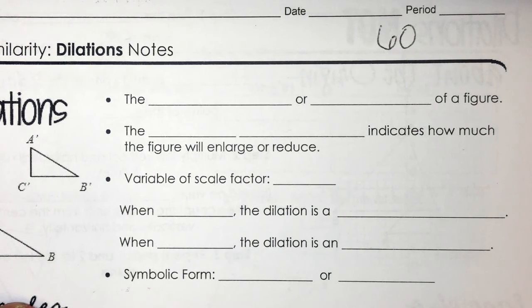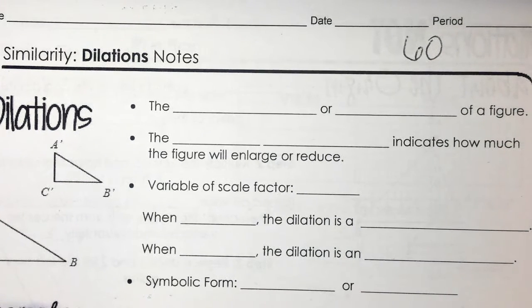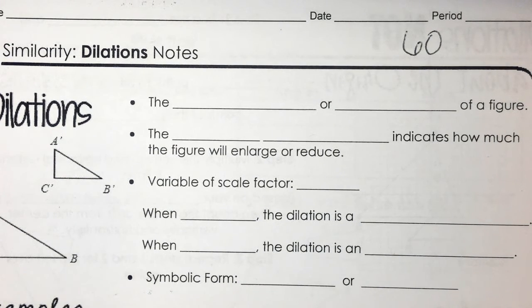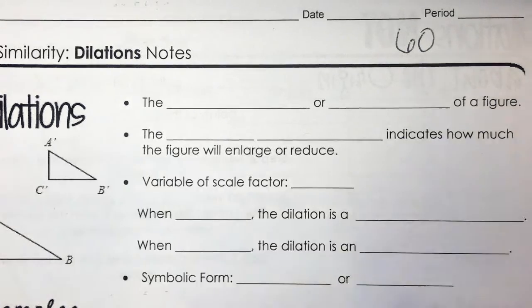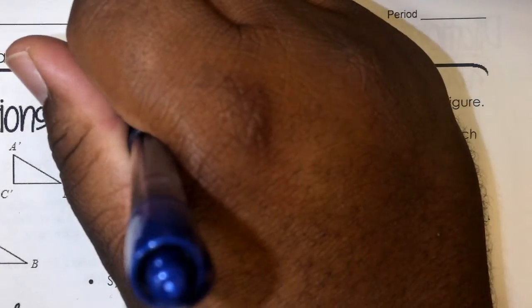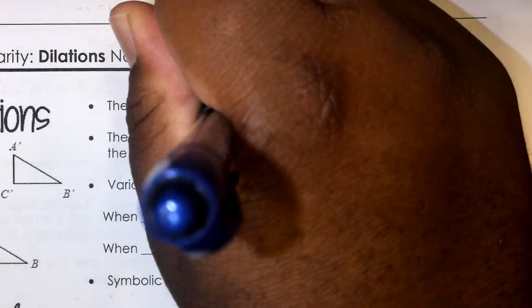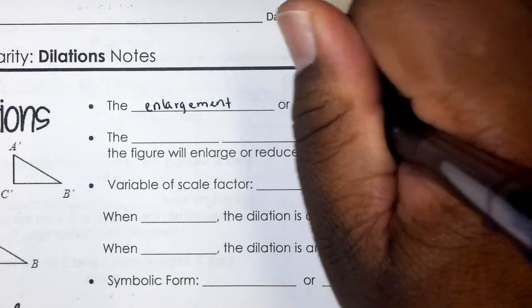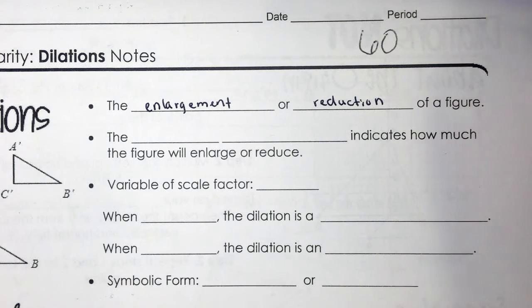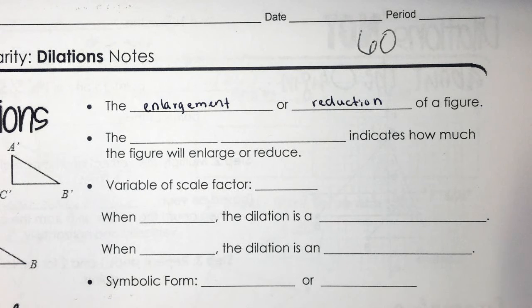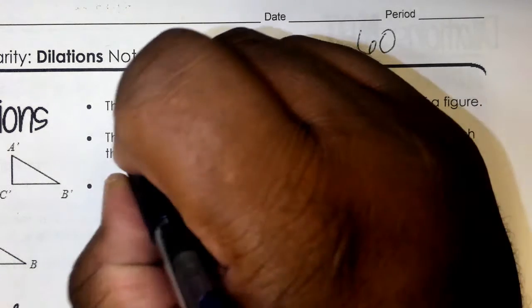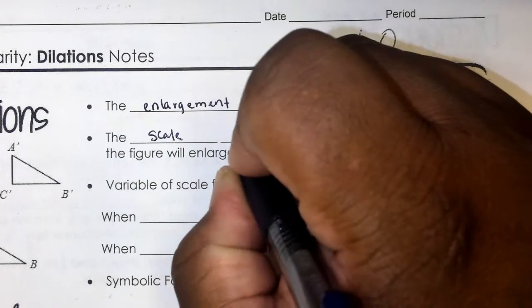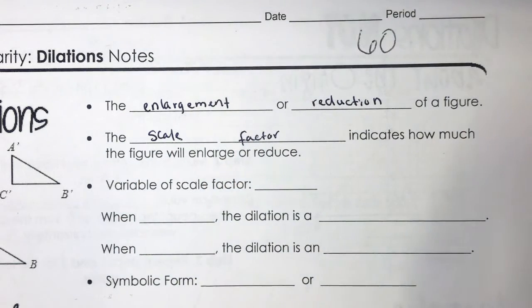So, similarity dilation notes. At the beginning it says a dilation is the enlargement or reduction of a figure. Enlargement or reduction. It's a geometrical way of saying gets bigger or smaller, but we're going to say enlargement or reduction. The scale factor, which we learned about yesterday, indicates how much the figure will enlarge or reduce.